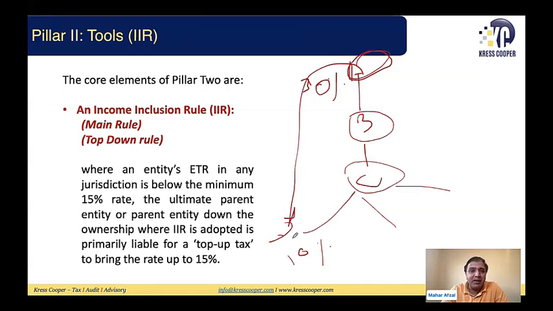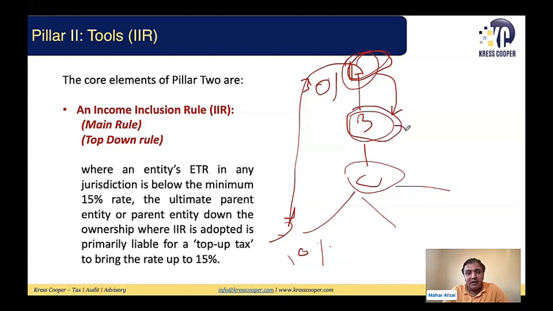Principally, as we discussed, the minimum tax rate is 15% as per the Pillar 2 rules. So here this is paying 10%. We need to pay an extra 5%. Once we need to pay the extra 5%, principally, first of all, the OECD rule says the parent company needs to pay. If the parent company is not applying the IIR, the income inclusion rule, then the next entity in the chain needs to apply the IIR.